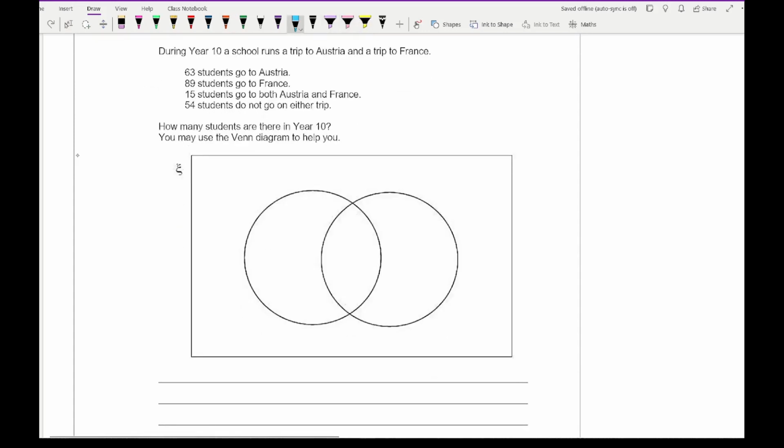Now, whenever you're completing a Venn diagram, you always want to start with what's in the middle, and what's in the middle is going to be 15. Then let's label this as A and this as F for Austria and France. So using Austria, we know that the circle of Austria needs to add up to 63. So if I do 63, take away 15, and remembering this is on a non-calculator paper, that's going to be 48. So this section here is going to be 48.